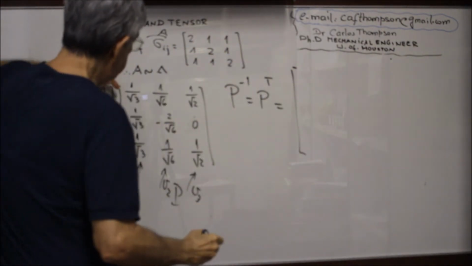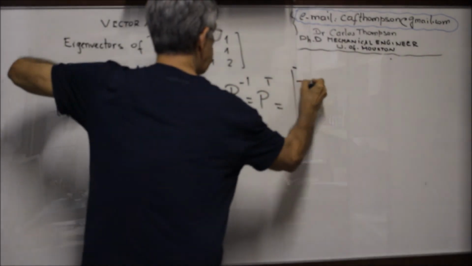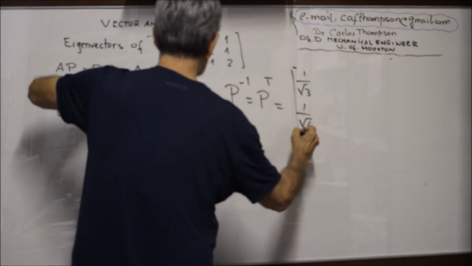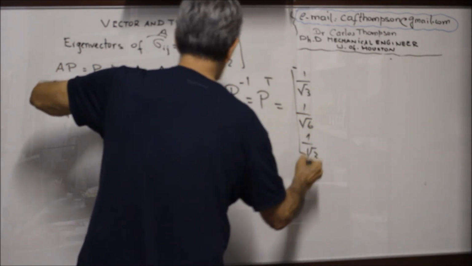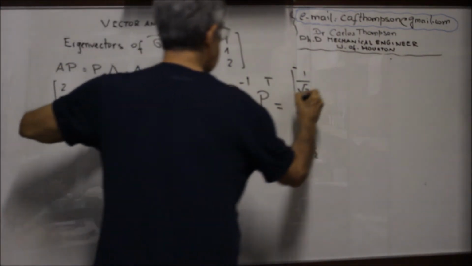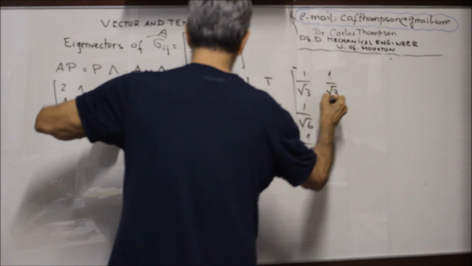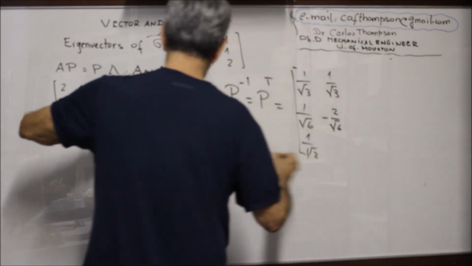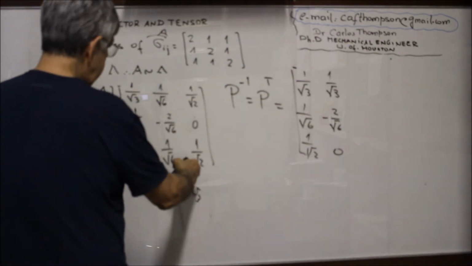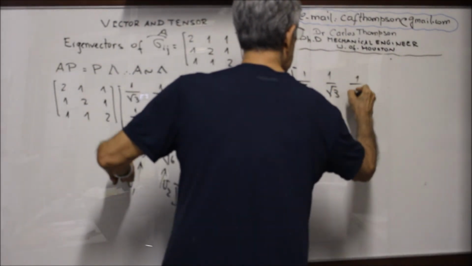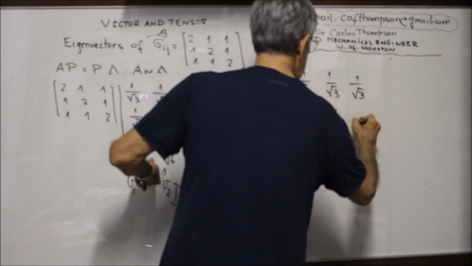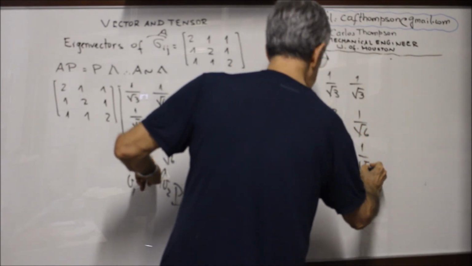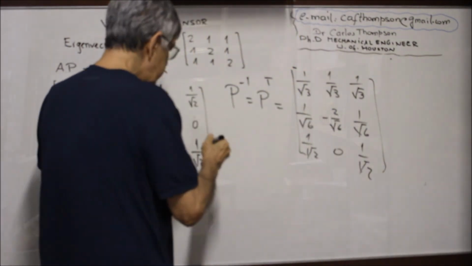You see, look, the first row will be the first column. So this is 1 over square root of 6 and 1 over square root of 2. Now, the second row, the second column, 1 over square root of 3, minus 2 over square root of 6, and 0. See? And the third row, the third column, 1 over square root of 3, 1 over square root of 6, and 1 over square root of 2. So this is P minus 1.